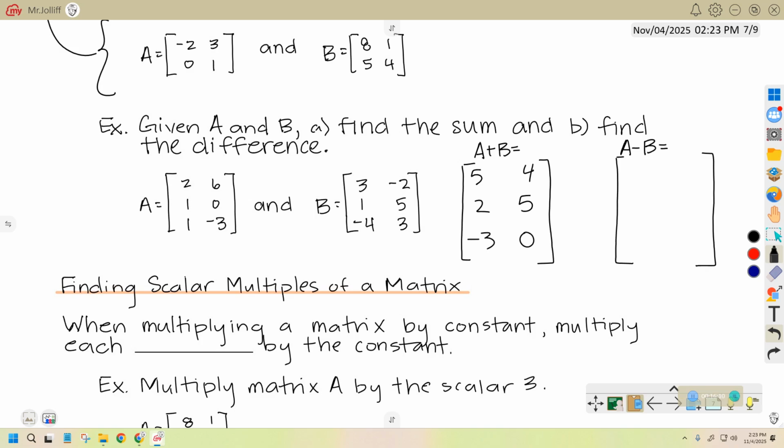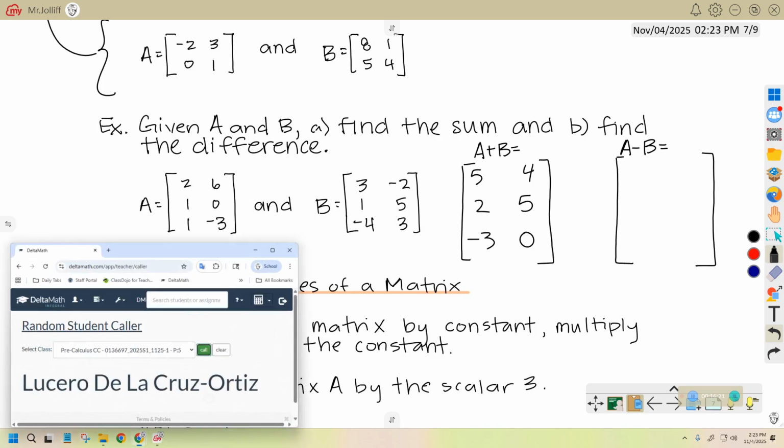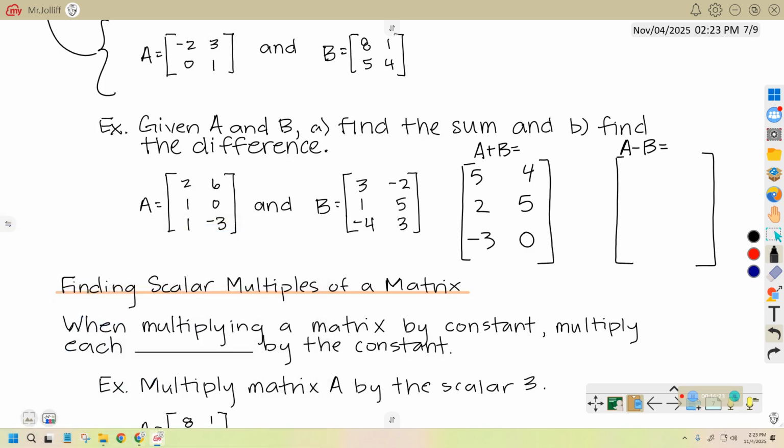So first row is 5, 4, second row is 2, 5, last row is negative 3, 0. Thumbs up if you agree. Very good, Lucero. All right, next one, we're going to do the subtraction. Dayanara, what did you get for A minus B? Thumbs up if we agree. I see thumbs up. Very good. So we've got the addition and subtraction. We're just going entry by entry and doing the same operation on the individual pairs of numbers.